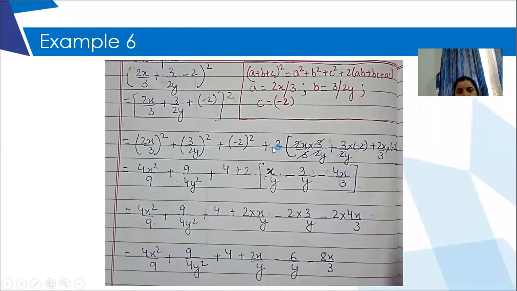And plus 2, again AB, which is multiplication of 2x by 3 into 3 upon 2y. Then next is BC, this is B and this is C, and next is AC. So A is 2x by 3 and C is minus 2. Wherever I have got minus 2, I have put it inside bracket, because otherwise the multiplication and minus will be written together, which is not the correct way. Always your mathematical operators should be separated. So that is why you put it inside bracket.